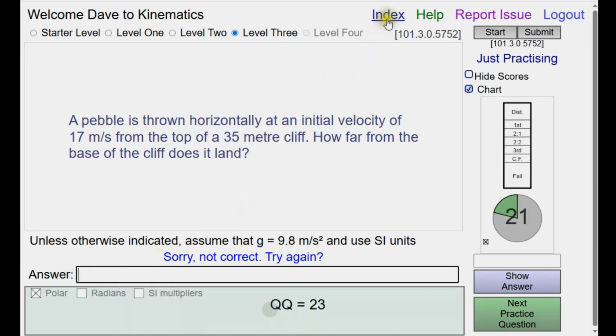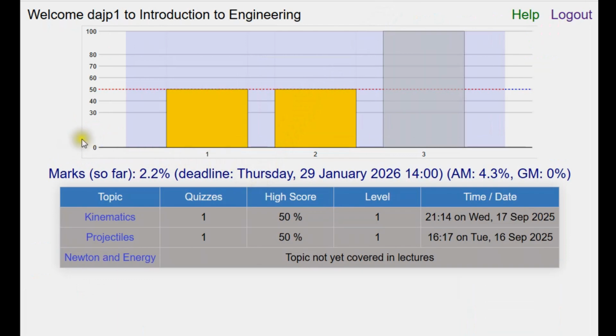Right, I think that's about it for a quick introduction to the quiz app. Happy quizzing!